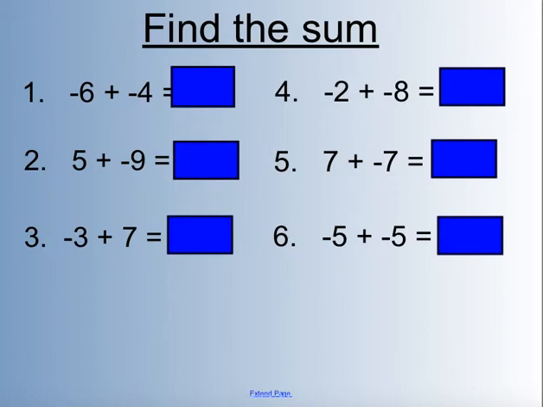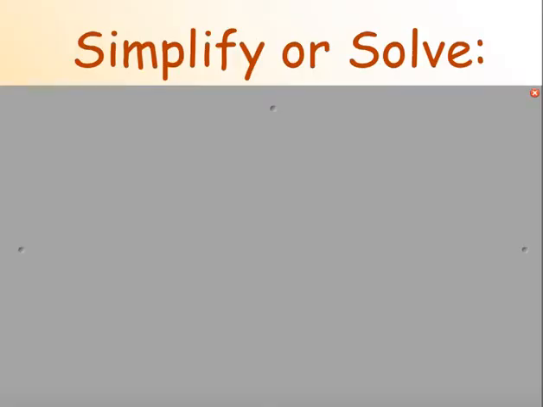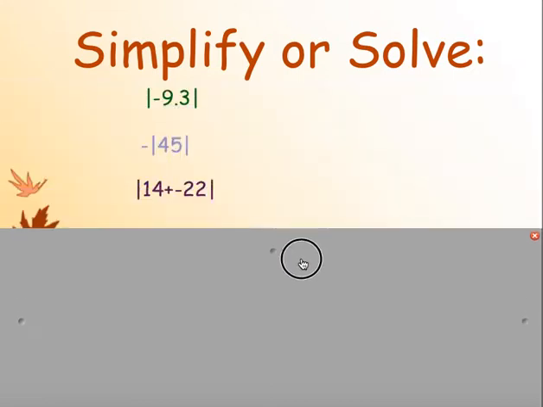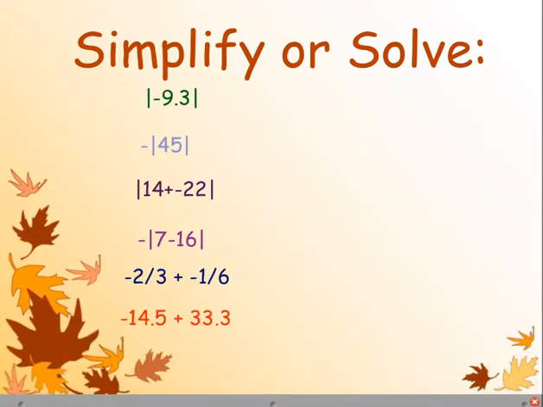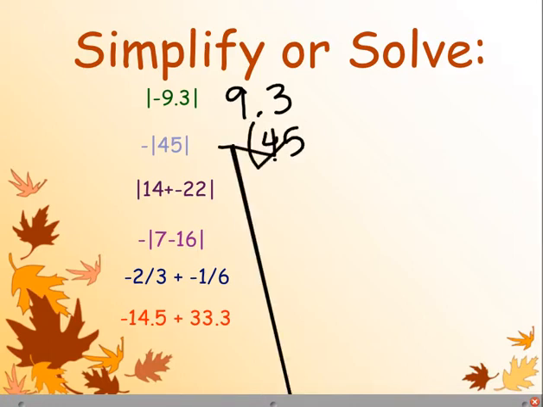All right. So let's see. Let's just do a couple of these. If we're looking at the absolute value of negative 9.3, we would end up with just 9.3, since that's 9.3 units away from 0. This next one, though, if we have negative absolute value of 45, we take the absolute value first and get a negative 45. All right. Do the absolute value signs first and then take that negative.